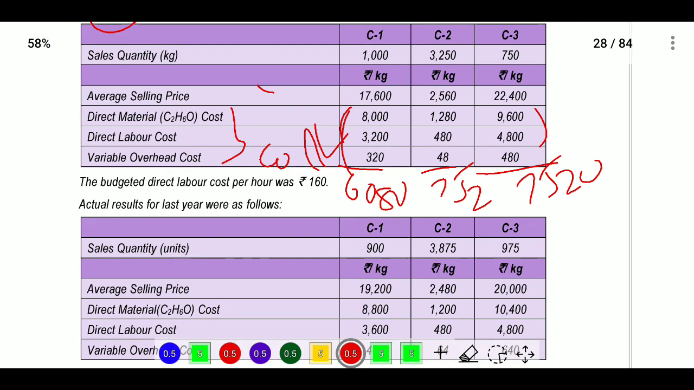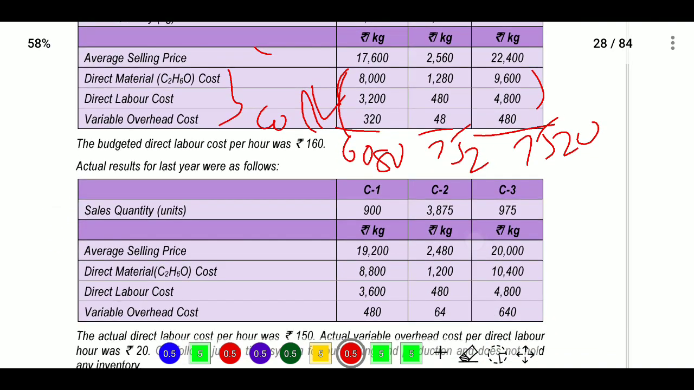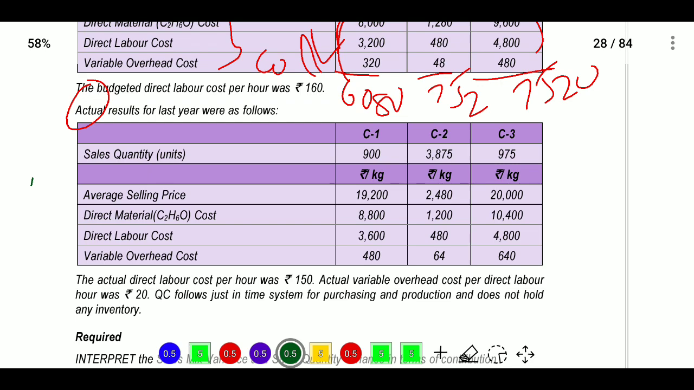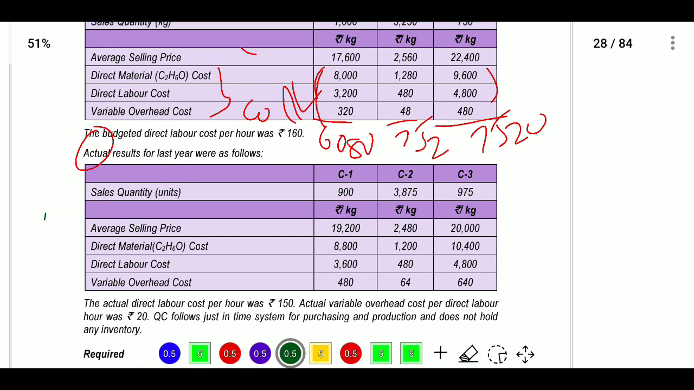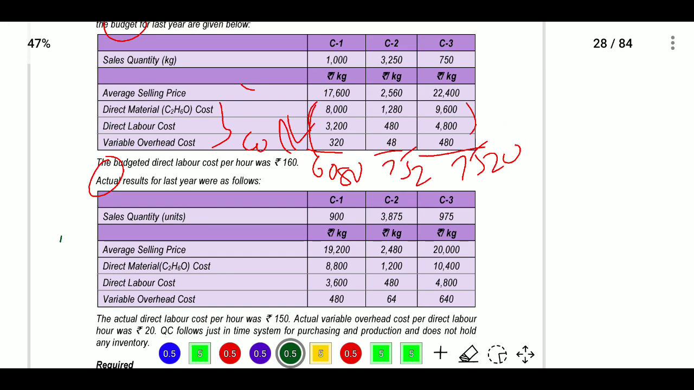Next, the budgeted direct labor cost per hour was 160 rupees. Next, they provided the actual data. From this actual data, the sale quantity was provided: 900, 3,875, 975. So here the quantity was different. The budgeted is different from actual. So C1 was decreased, C2 was increased, C3 was increased.